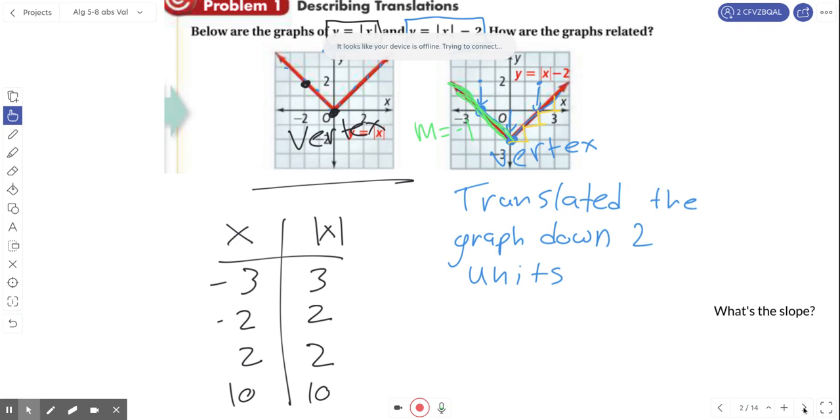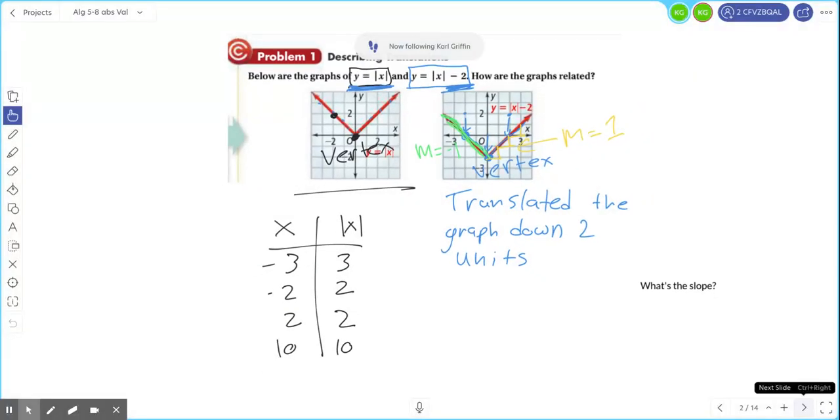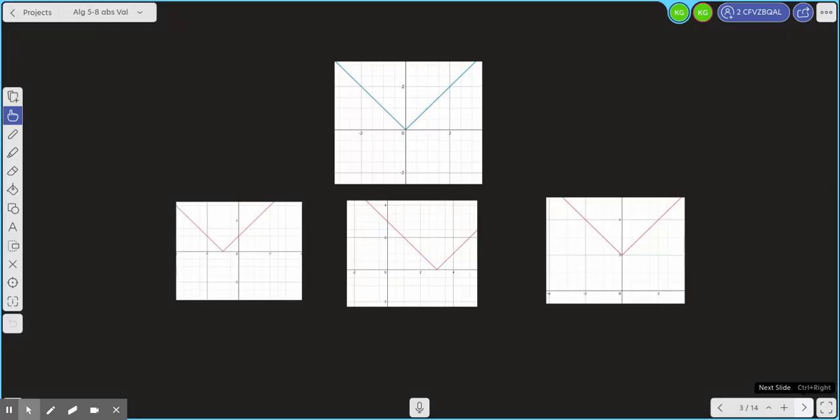Let's look at a couple more. And what we need to be able to do first is we need, sorry, I'm having a little bit of technical difficulty. Is that right? We need to be able to describe how each graph is a translation of the parent function, the graph of y equals x minus 2. Oh, I don't think I quite finished explaining. Now I have a nice clean graph, so I'm going to do it.